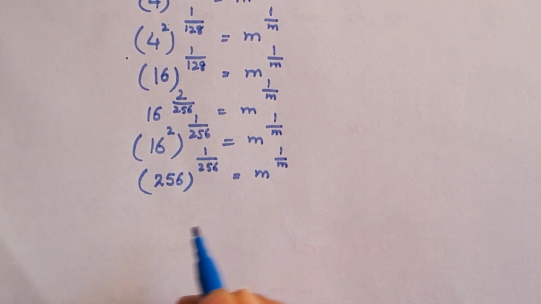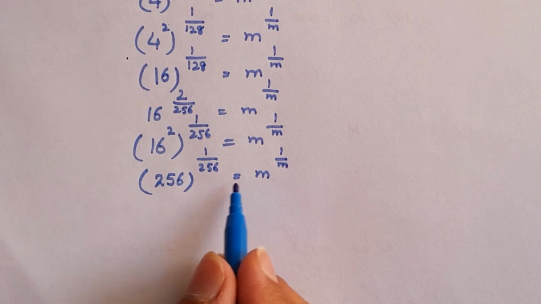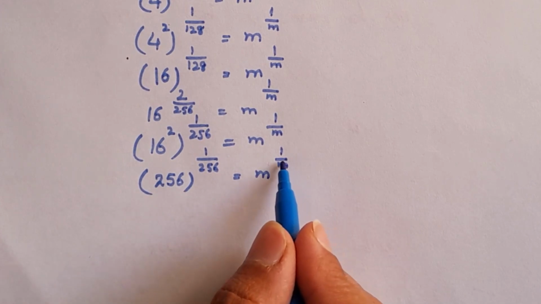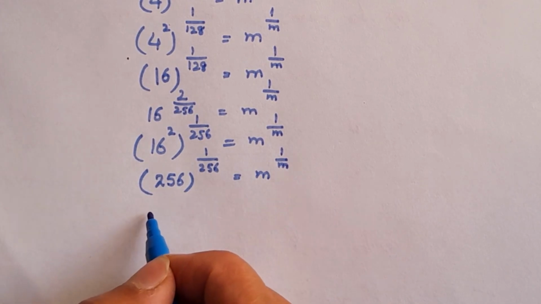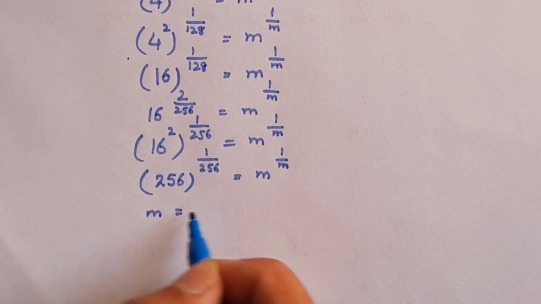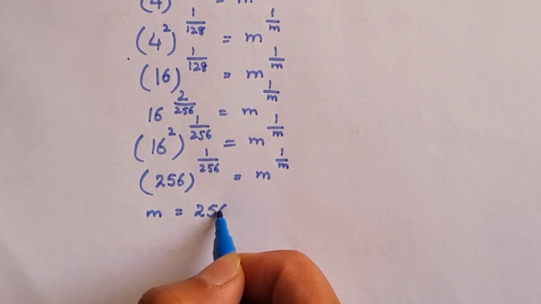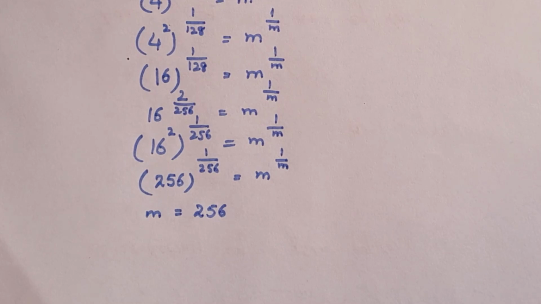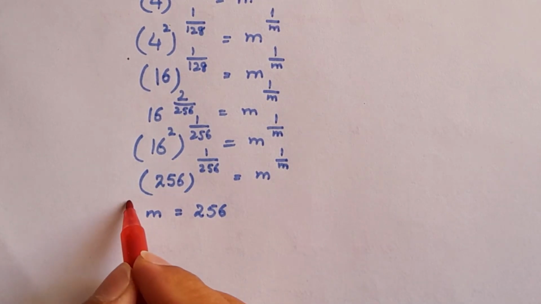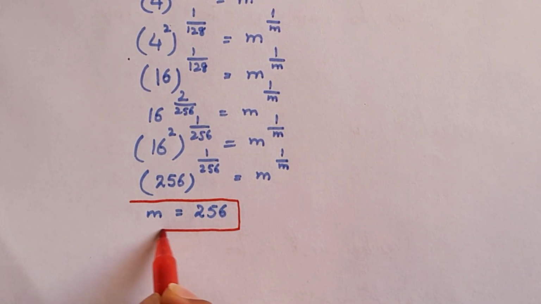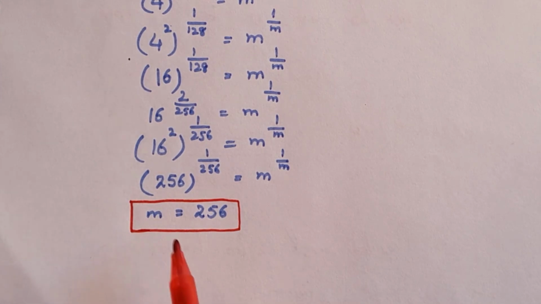Now we can see the left hand side and right hand side are in the same form. So by equating the power or base, we have the value of m is equal to 256, which is the final and required value of m. I hope all the steps are clear. If not, feel free to ask me in the comment box.